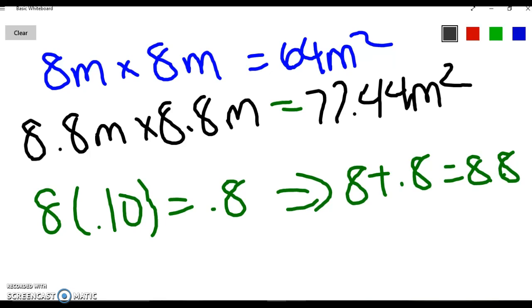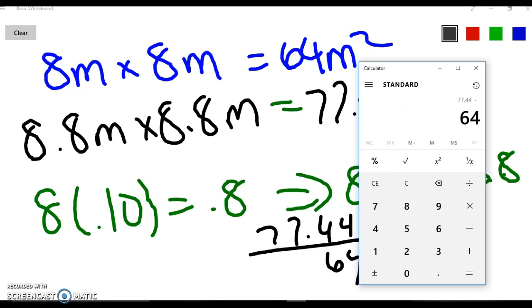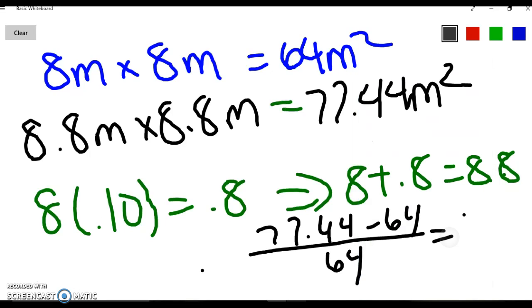And again, I'm going to not put the meter squared because of space issues. So I'll do 77.44 minus 64 all over 64. So that's minus 64 divided by 64. And again, I get 21%. And I hope this helps.